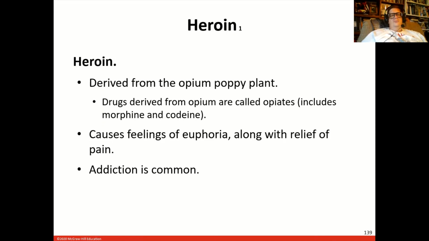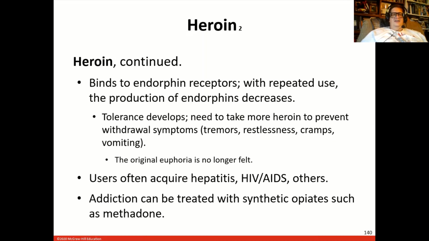Heroin comes from opium poppies, and drugs that are derived from opium are called opiates. We're talking things like morphine, codeine. They can cause feelings of euphoria and happiness. You can make pain go away. That's why people take codeine. But it's easy to get addicted.